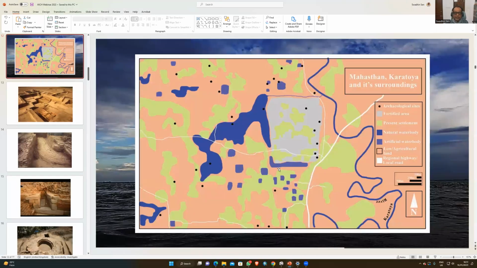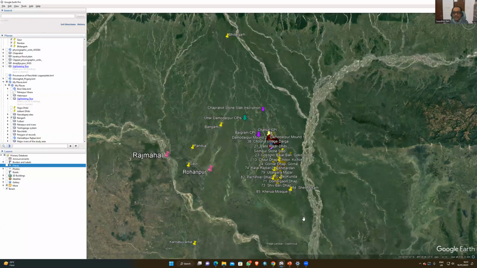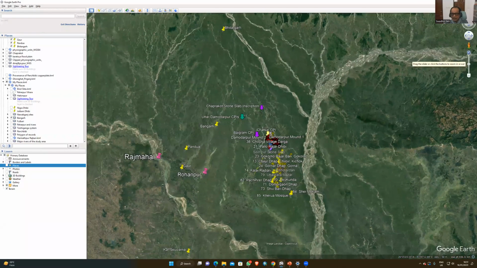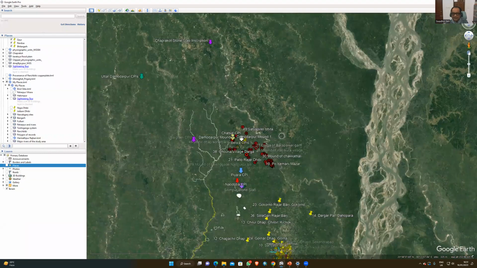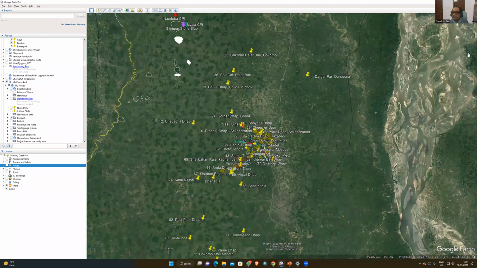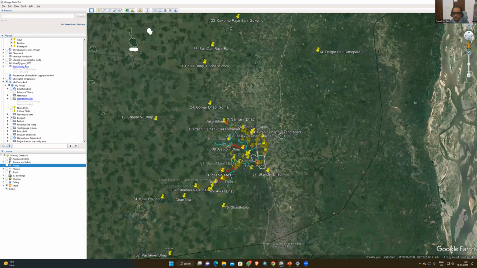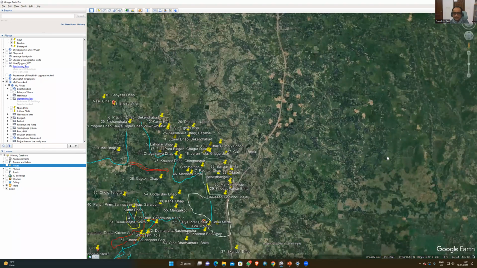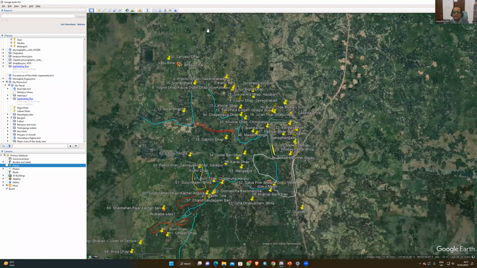And now I would like to show you the problems with the Mahasthan. And I think you can see the Google Earth here. You can see this is the Mahasthan Garh. I will draw something to understand. This is Mahasthan Garh, the fortified area.